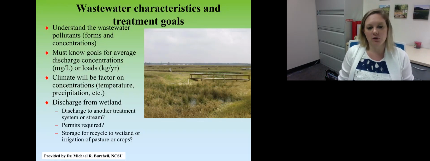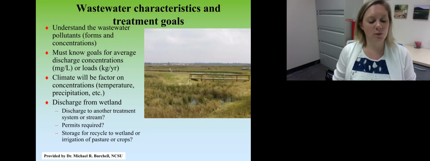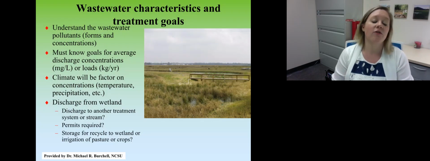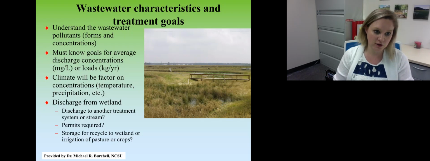So we're going to continue on where we left off today, with the wastewater characteristics and the treatment goals that we were discussing. One of the first things we want to think about is to understand the wastewater pollutants that are coming in, what those types are, and the forms they're coming in. As we were talking about earlier, if you have ammonium, you're going to want oxygen. When you have nitrate, then you're not going to want oxygen.